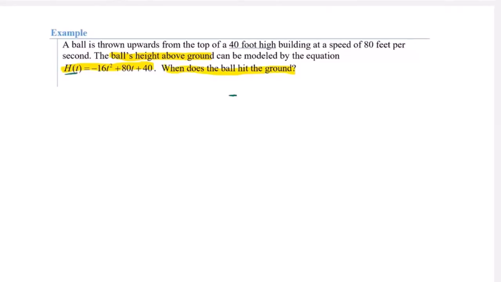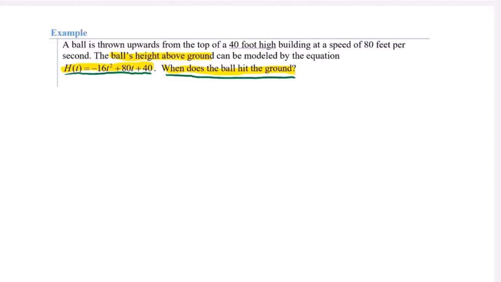h of t equals -16t squared plus 80t plus 40. I don't have to draw a picture. There's no need. What I do have to understand is what is the question? So the question is, when does the ball hit the ground?